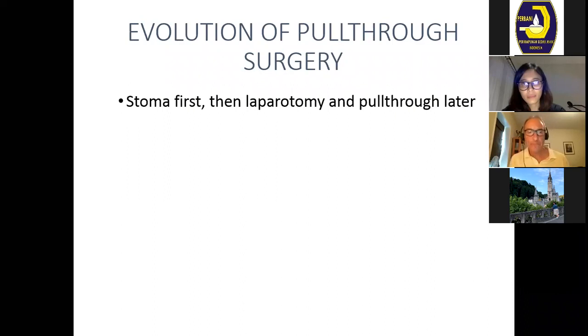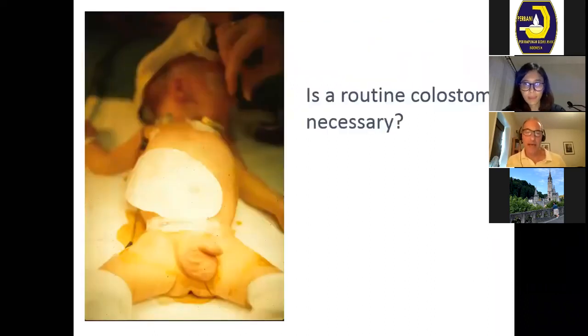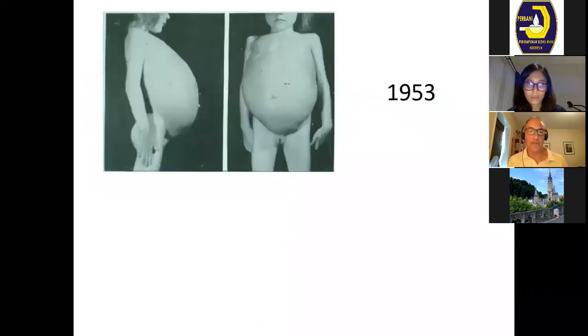And then the question came up, and this happened in around the early 1980s and through the 1980s, which is when I was training: is a routine colostomy actually necessary in every baby? And the reason colostomies became part of the routine was because in the early days, this is a picture from Dr. Gross's textbook of pediatric surgery, many children presented very late with severe distension and severe enterocolitis in many cases. And a colostomy was a life-saving operation.